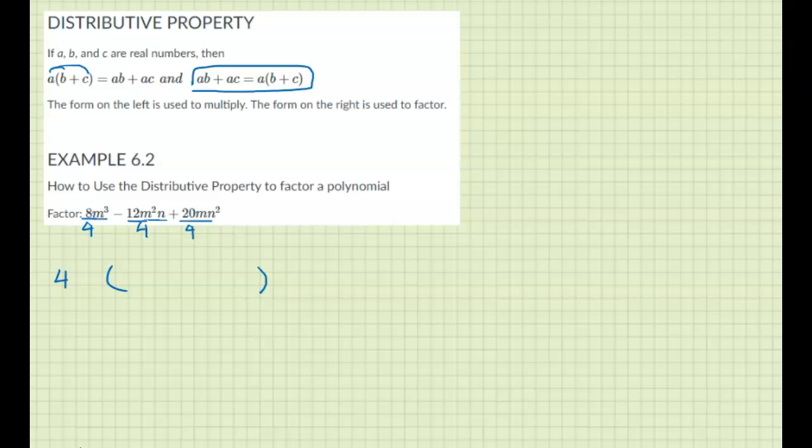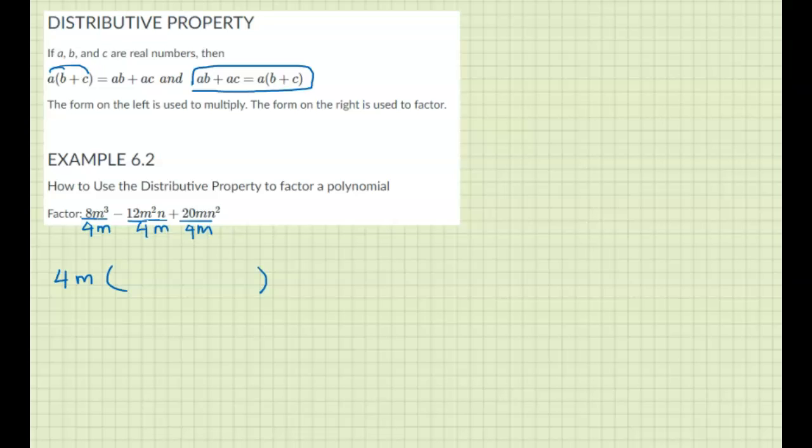So m and m, they all have m. M to the 3, m to the 2, m. So we take the m to the lowest exponent, which is m to the 1. Alright, so that gets divided out, and you write that in front because you pull it out of each term. And then if you look at them, these have n's, but this one doesn't, so the n's are not common factors.